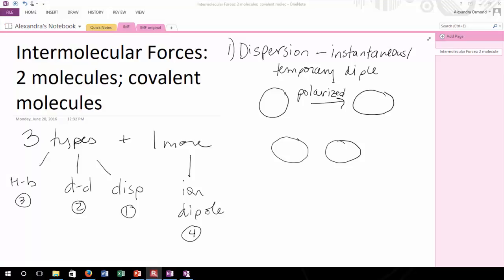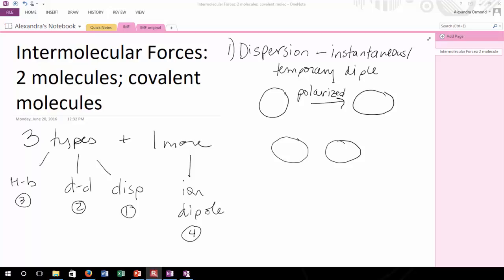This is the Intermolecular Forces video. Intermolecular forces are the attractive forces between at least two molecules. They are also generally in covalent molecules. So there are three types of IMFs plus one more.